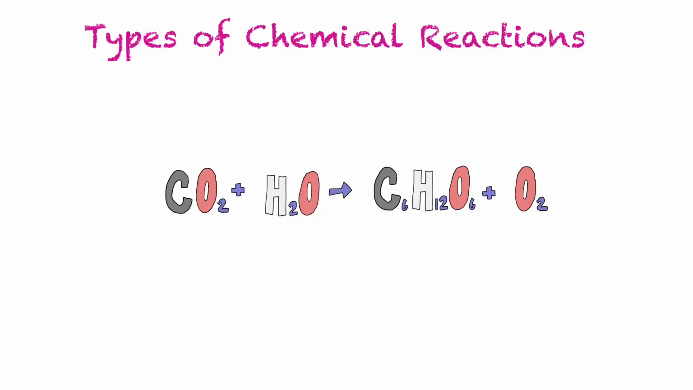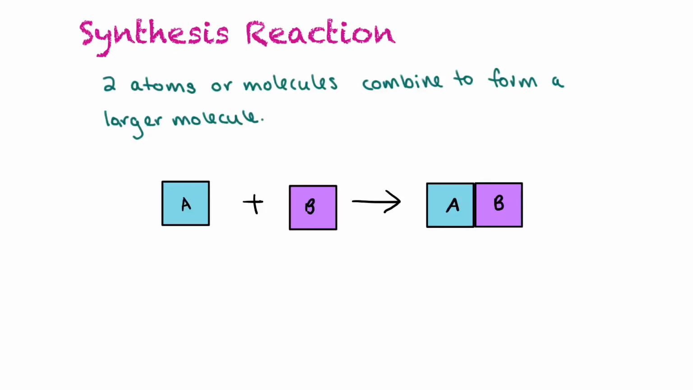In this video, we're going to learn how to identify different types of chemical reactions. So a synthesis reaction is when two atoms or molecules combine to form a larger molecule. The way we can represent that is A plus B makes AB. If we take a look at a real life equation, you would see something like H2 plus O2 makes H2O. Now this equation isn't balanced, so we would need to balance it.